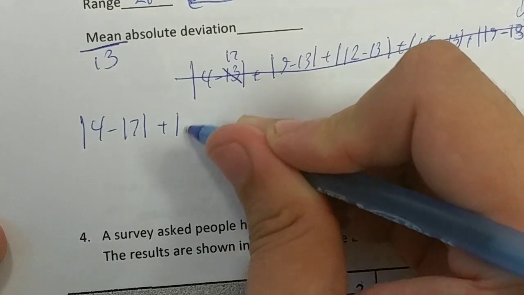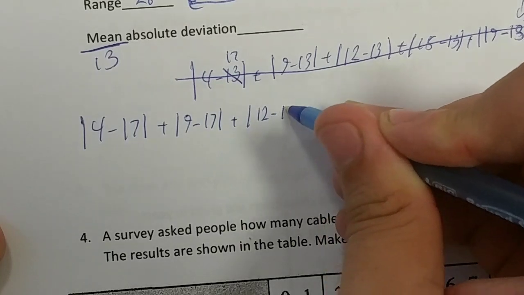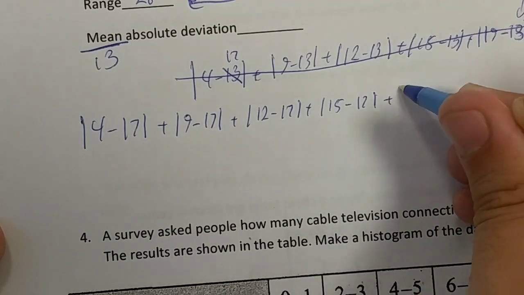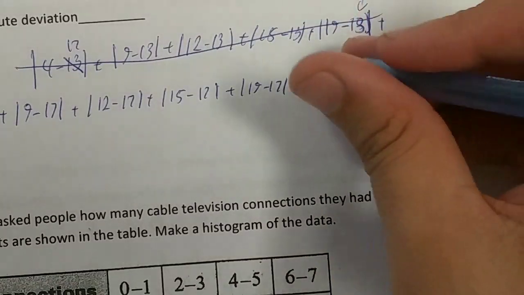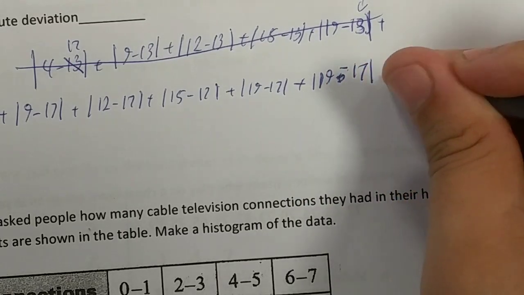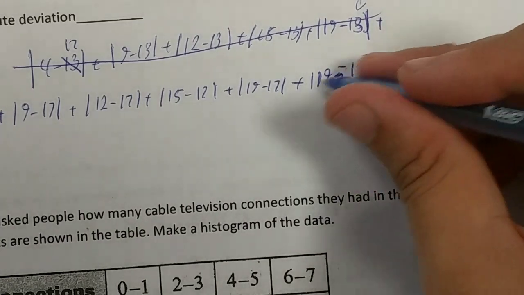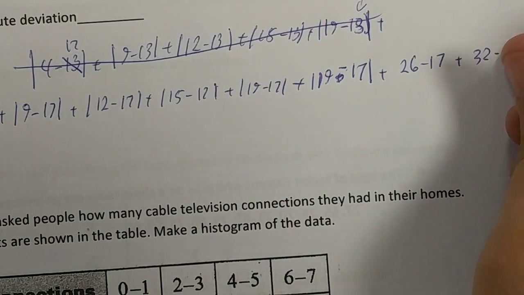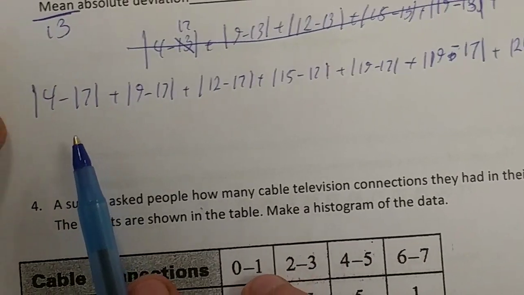17 plus 9 minus 17 plus 12 minus 17 plus 15 minus 17 plus 19 minus 17 plus 19 minus 17 plus 26 minus 17 plus 32 minus 17. So we're going to subtract all those and get the absolute value.